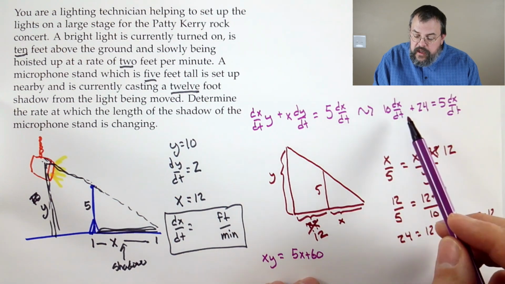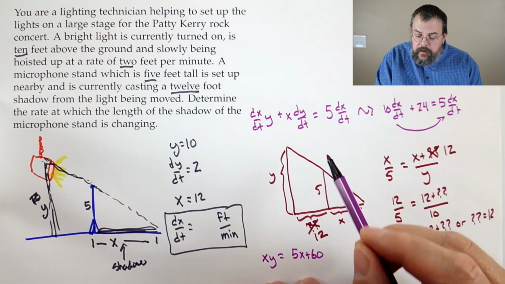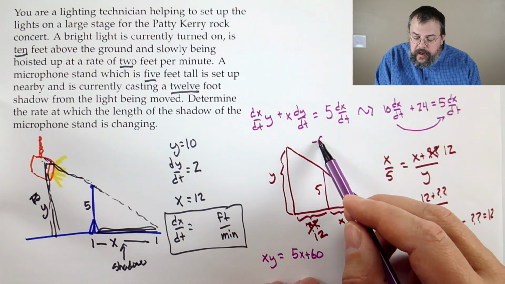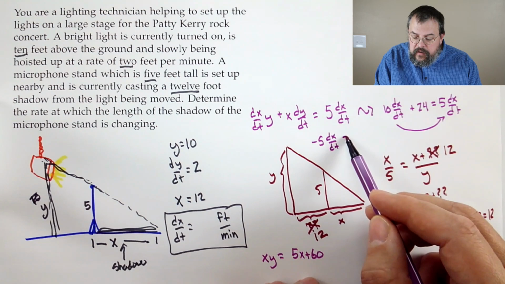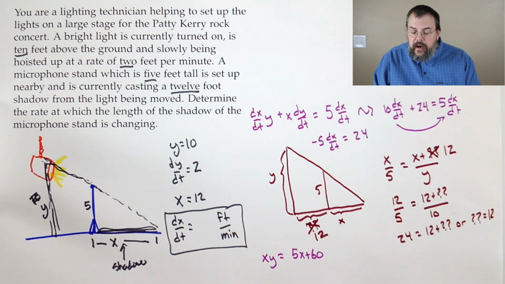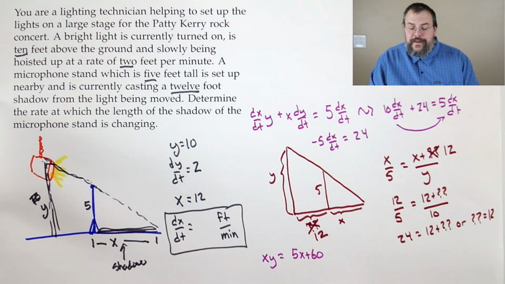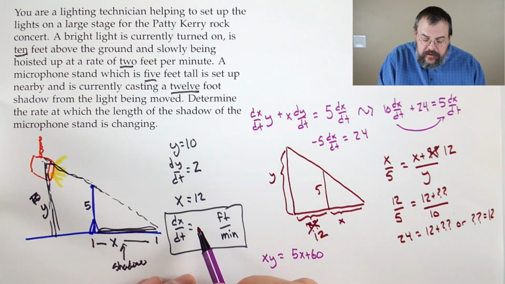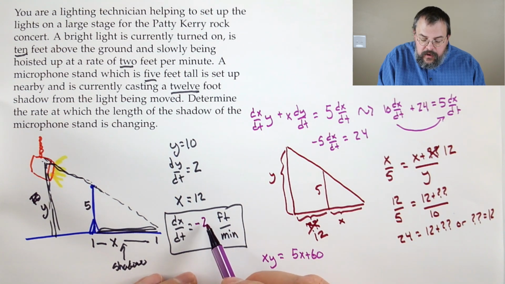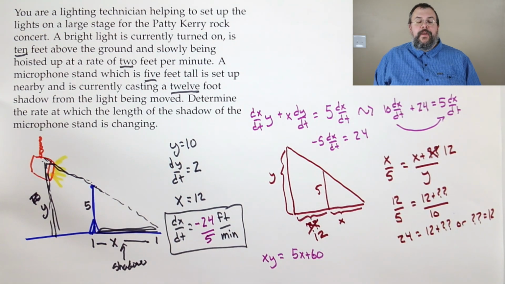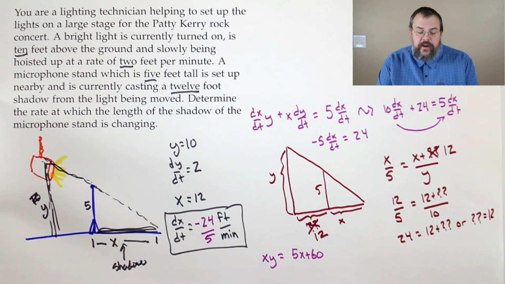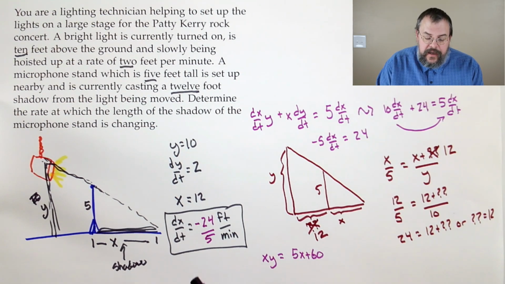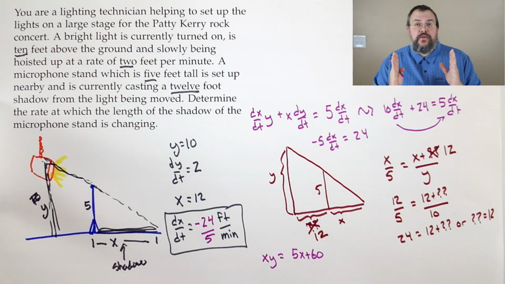Now we can move the dx dt across, and we can say, hey, negative 5 dx dt is equal to 24, and now we're almost there. Divide both sides by 5, and what do we get? Well, we get that dx dt is negative 24 fifths feet per minute. Okay, and there's our answer. That's the rate at which the length of the shadow is changing, 24 fifths feet per minute. And notice the negative. That means it's getting shorter.